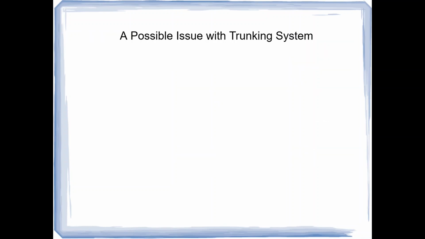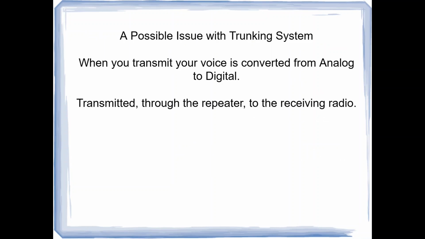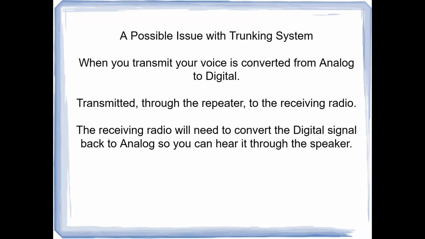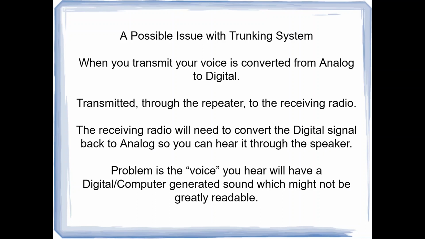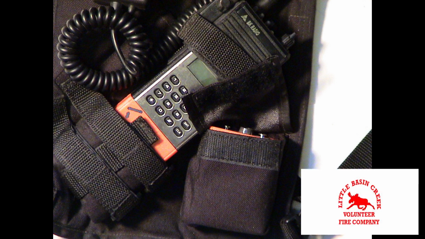A possible issue. When you transmit, your voice is converted from analog to digital. The digital signal is transmitted to the repeater, through the repeater, and to the receiving radio. The receiving radio then has to convert the incoming signal from digital to analog, so you can hear it through the speaker. The voice you hear may sound like a computer-generated voice and not sound like the person who is talking. This was just the theory of the 3 types of channels that could be used in our county.